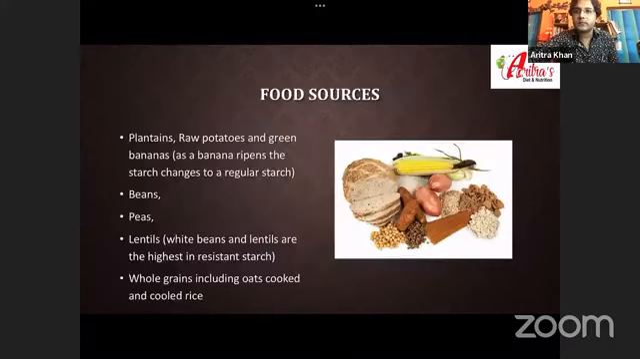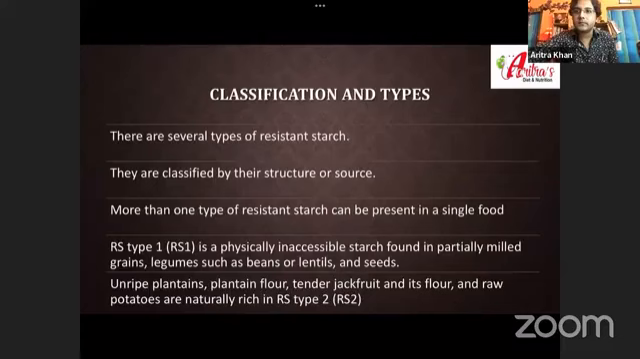So what are the food sources? Raw potatoes, green bananas, ripened bananas, beans, peas, lentils, whole grain cereals, oats, and cooked oats are all classical examples of resistant starch. Now, let us look at the classification of resistant starch: resistant starch 1, 2, 3, 4, and 5. There are 5 different structural types of resistant starch.